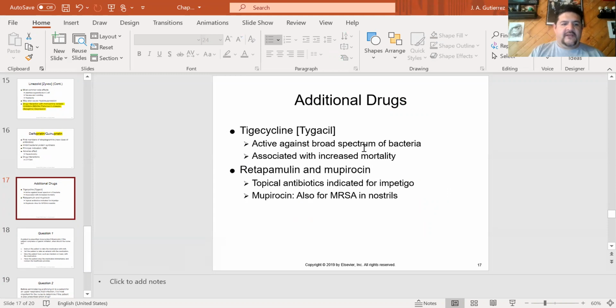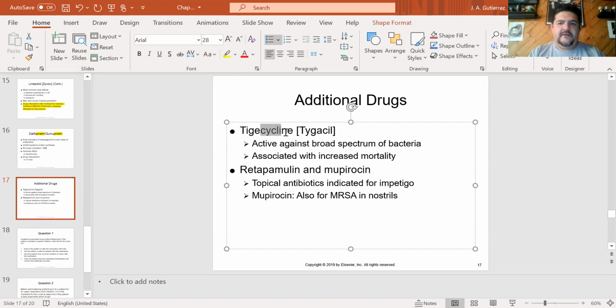Okay, so here we have another three drugs, tetracycline. So you can see the ending cyclines, so we can assume just by this that it most probably belongs to the tetracycline family. The only problem is it has increased mortality due to side effects. That's why it's not mentioned. And then we have retapamulin and mupirocin. This one you need to remember.